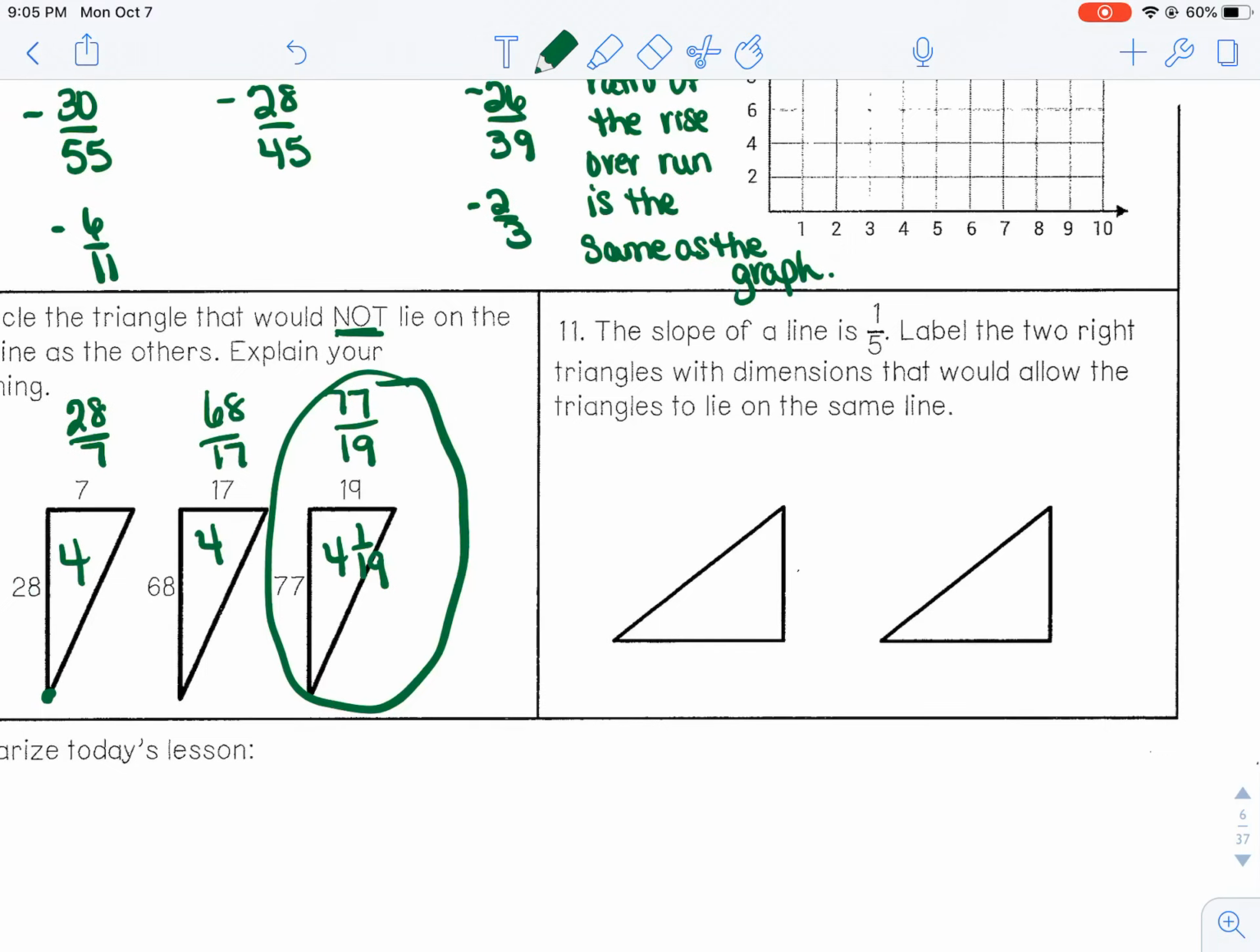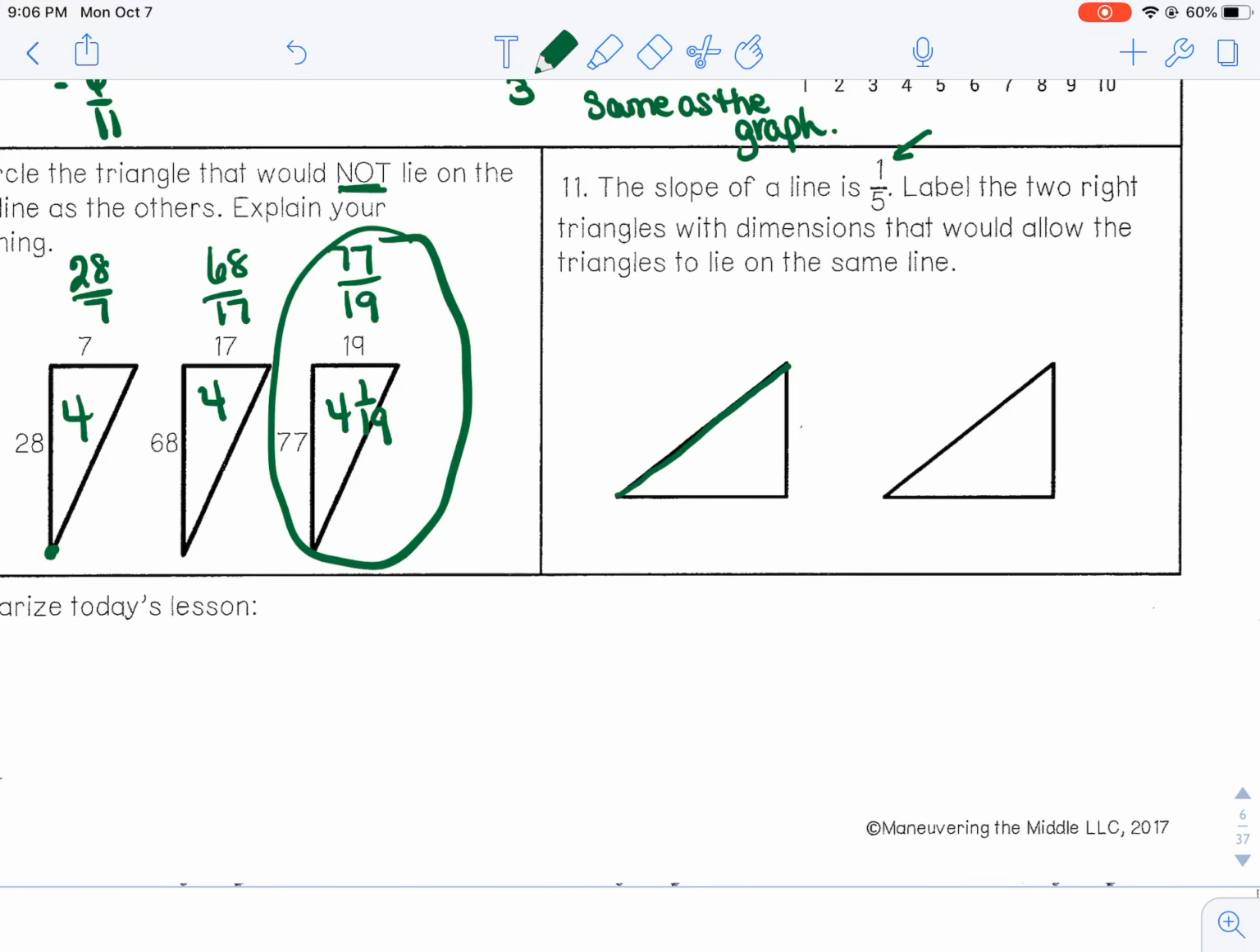Now number 11, you have the slope of a line that is 1/5. Okay, label the 2 right triangles with the dimensions that would allow the triangles to lie on the same line. So you're trying to look for other numbers that simplify to 1/5. The easiest way to do that is to take your 1/5, and here's what I do. I think, okay, what's my favorite number? I'm going to go with 3.